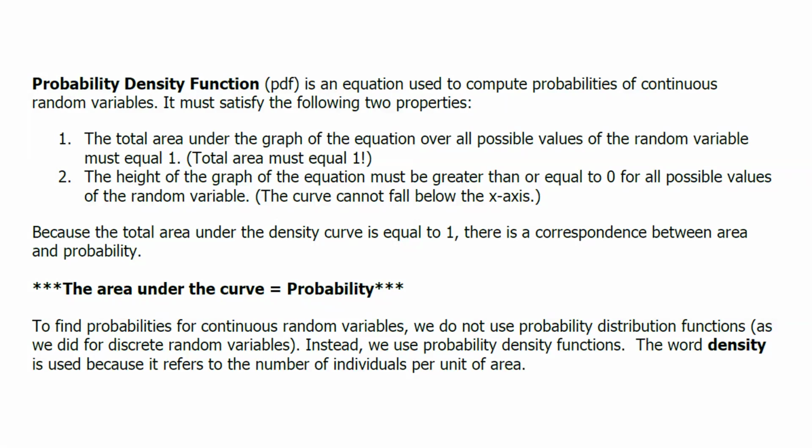So because the total area under the density curve is equal to 1, there is a correspondence between area and probability. The area under the curve equals probability. So if you see or hear under the curve or probability, they mean the same thing. To find probabilities for continuous random variables, we do not use probability distribution functions as we did for discrete random variables. Instead, we use probability density functions. The word density here is used because it refers to the number of individuals per unit of area.